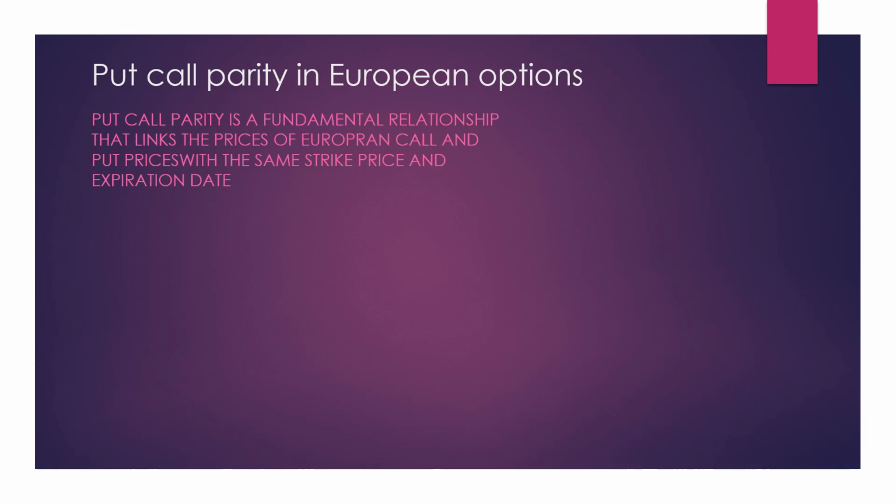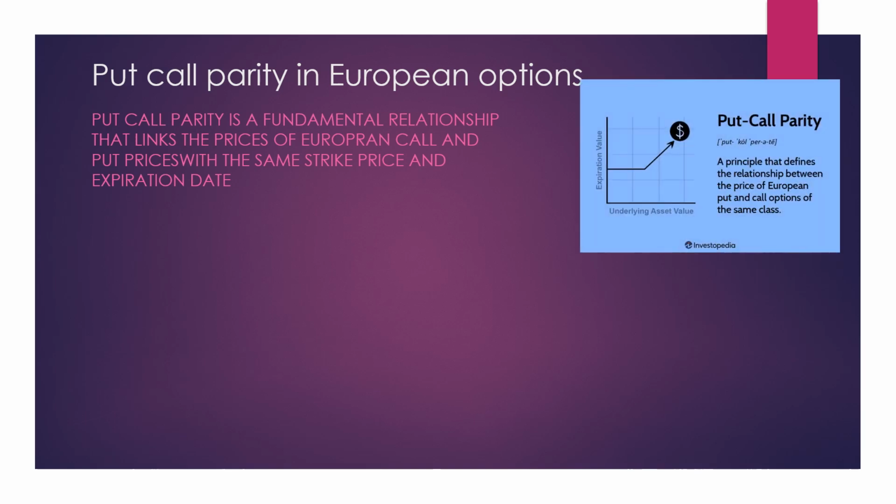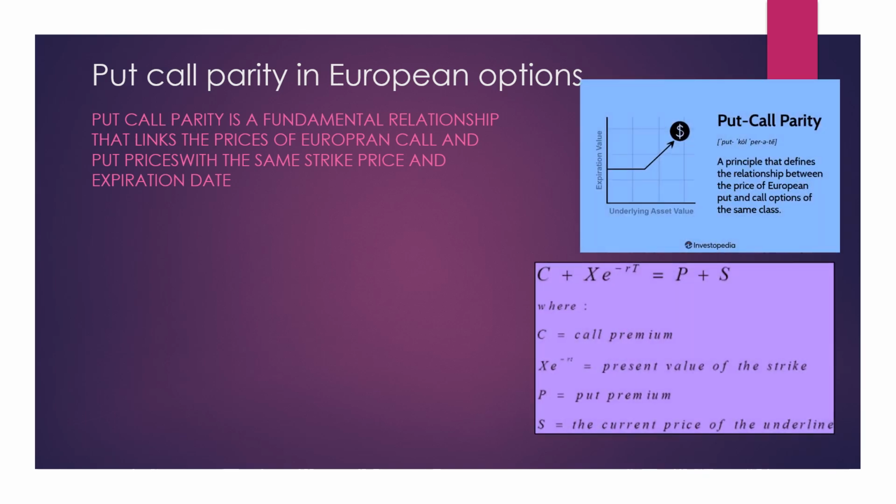Put call parity is a fundamental relationship that links the prices of European call and put options with the same strike price and the expiration date. The put call parity equation is given here, where C is the call premium, X is the present value of the strike which is invested in the form of a risk-free bond, P is the put premium, and S is the current price of the underlying asset.